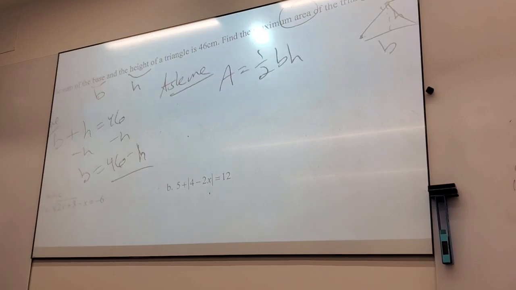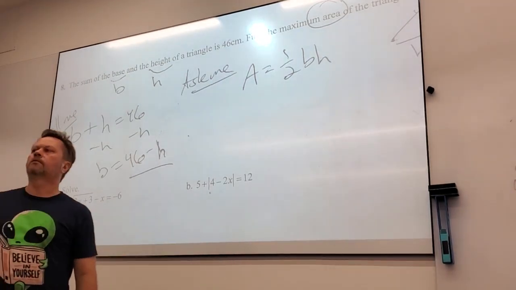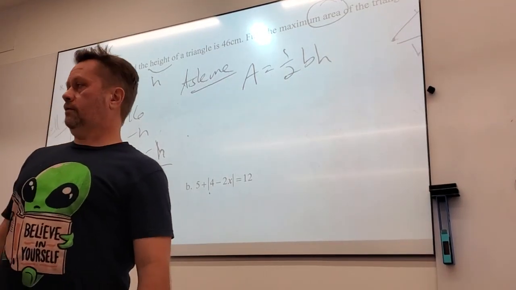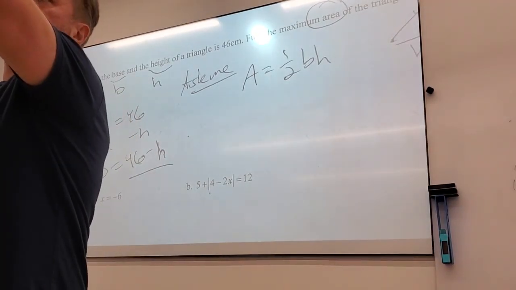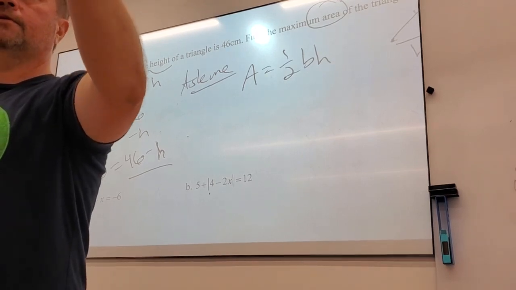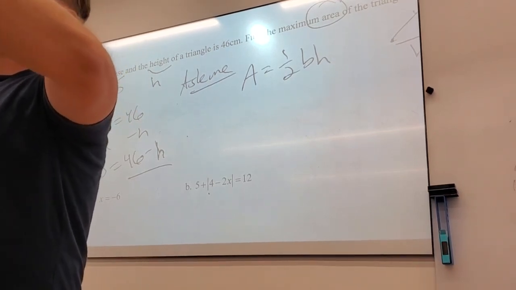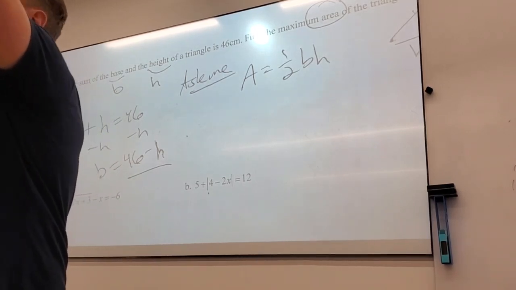And why does this make sense? If the sum of the base and the height is 46, what's the base if the height is 20? 46 minus 20? 26, right? So that's 46 minus the height is what's left over for the base. Does that make sense? If the base was 10, what would the height be? 36. 46 minus 10, right?